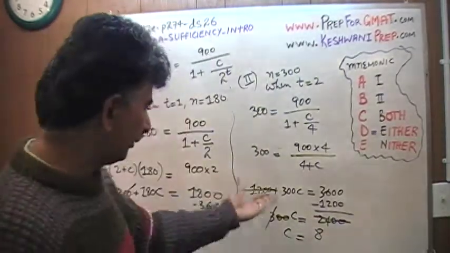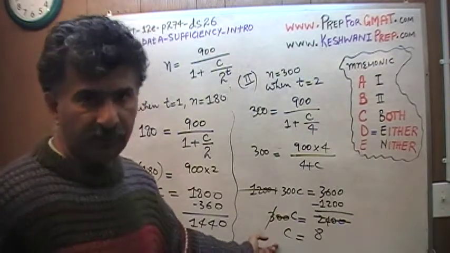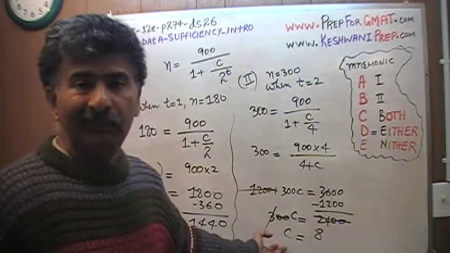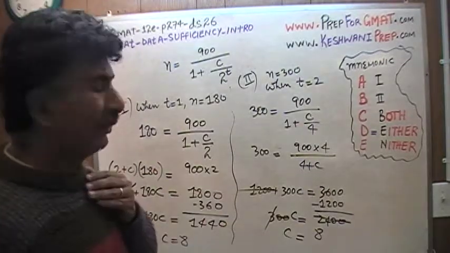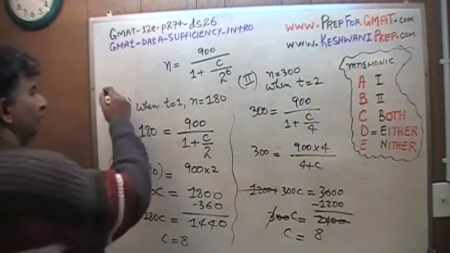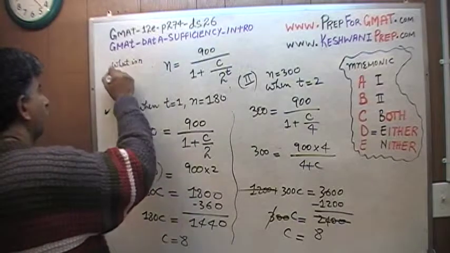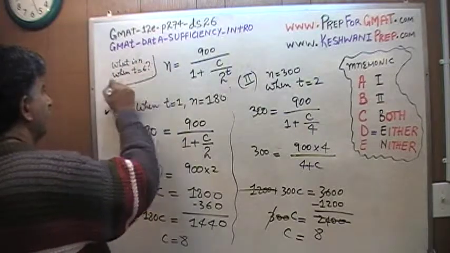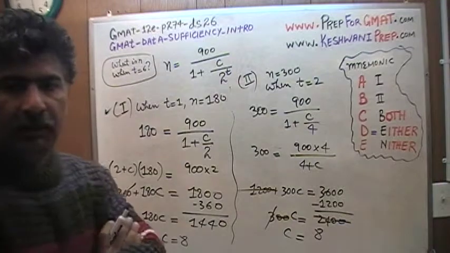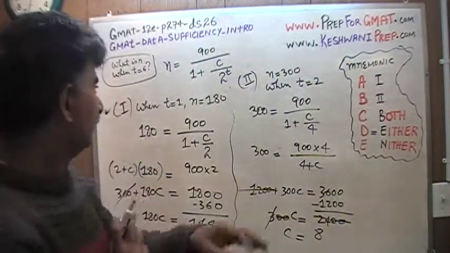Since we did most of the work, we figured out the value of the constant. That was the hurdle, not the question. Once we know the value of the constant, we can answer the question. The question was, what is n when t equals 6? In other words, how many units will this firm produce in the 6th month of its production? And this is the formula.